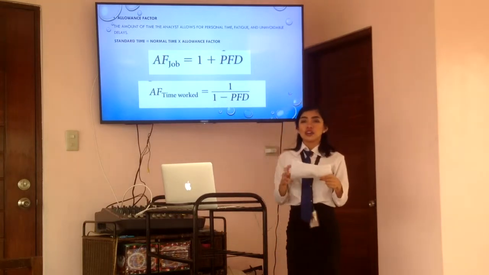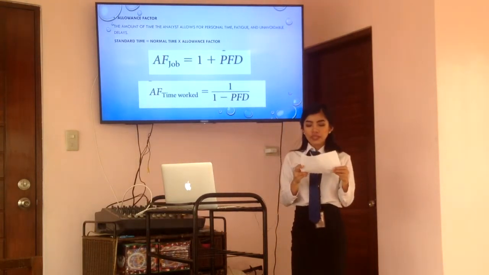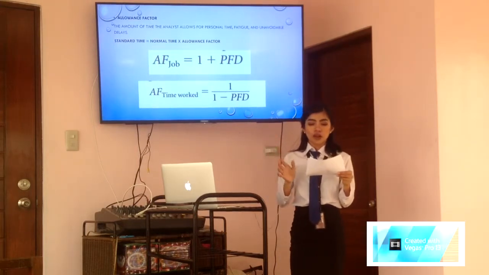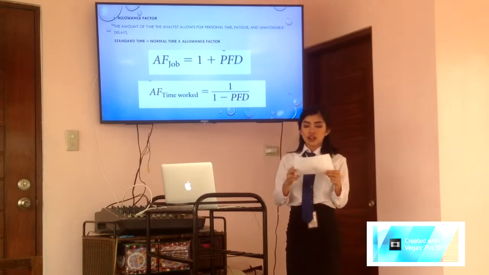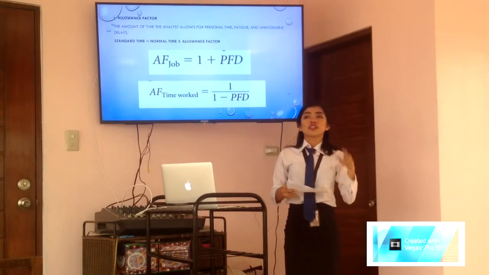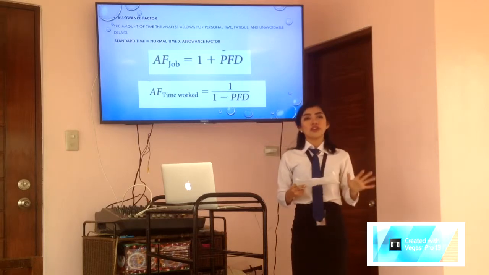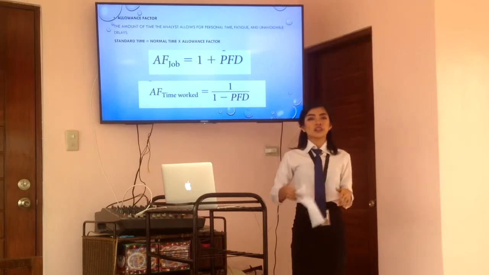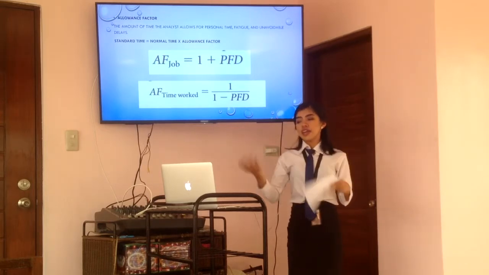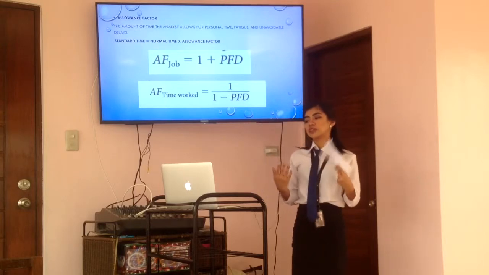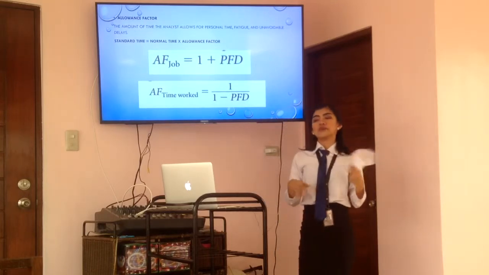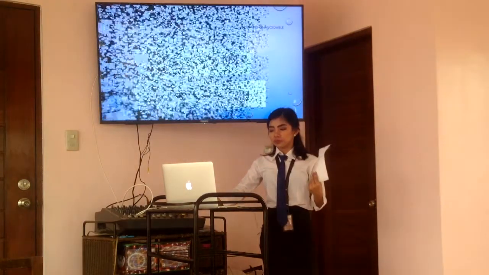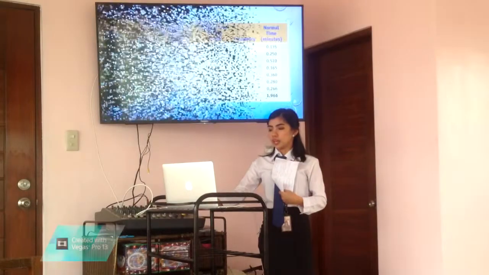But if the job has the same allowance factor and different jobs are similar, if the work of the employee or the job of the employee are only similar and they have the same allowance factor, we can use the AF, allowance factor, time work, which is equal to 1 over 1 minus PFD. So, let's try it.